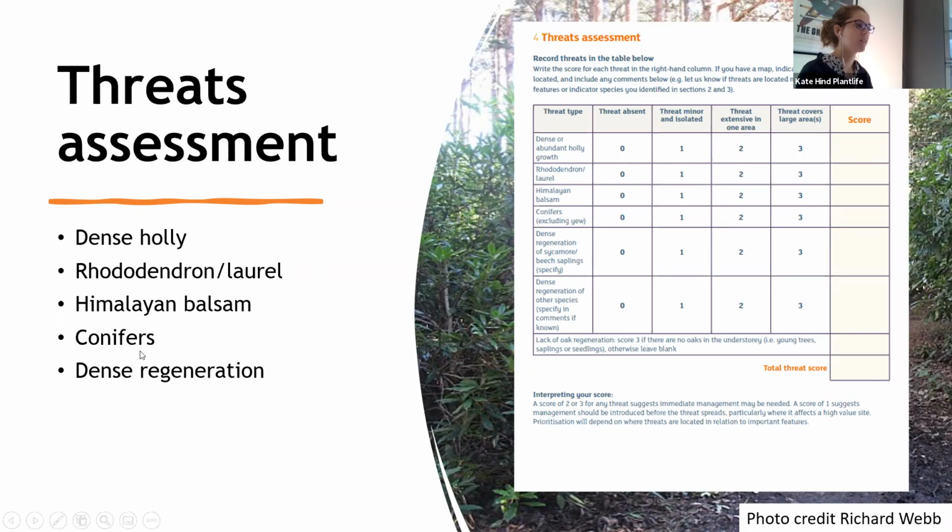We've got conifers on here. Again, in the temperate rainforest, they can cause huge shading issues. And then any dense regeneration of sycamore or beech, or any other species you might see that you think are causing an issue, you can write those on there as well. And we have a scoring system again, and a little bit to help you interpret your score as well.